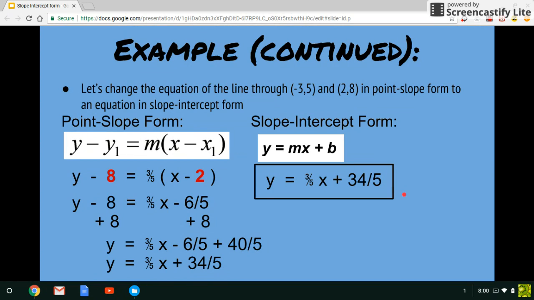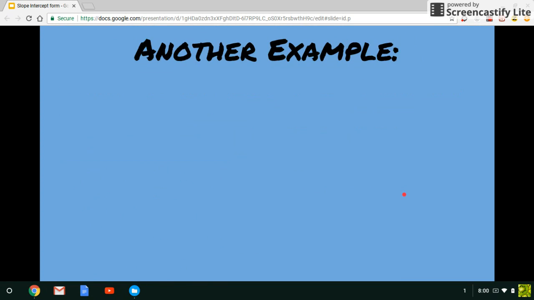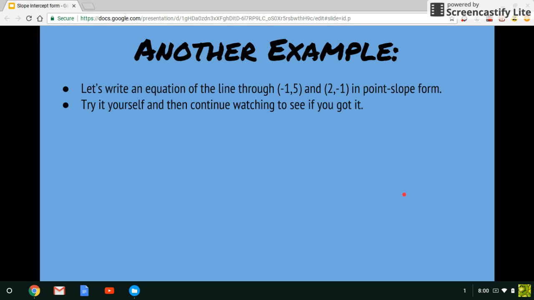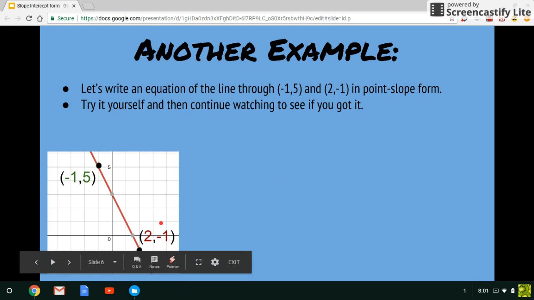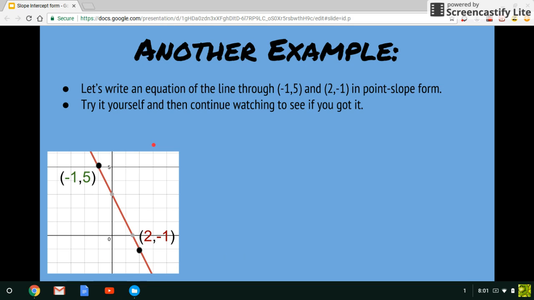Okay. So let's go ahead and try another one. So this time we're going to write the equation of the line through the points -1, 5 and 2, -1. So before you keep watching, go ahead and try it yourself first. See if you can find the answer. And then go ahead and continue watching, and we will go through this together as well. So if you don't get an answer or if you're confused, just keep watching, and we will go through this one.